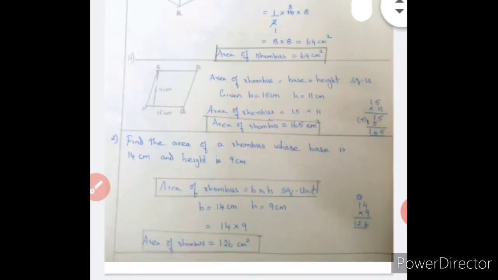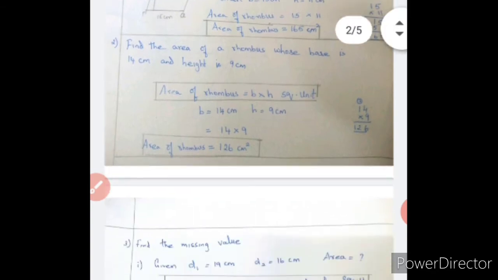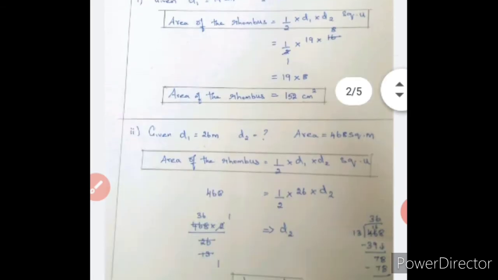Coming to second sum, find the area of rhombus whose base is 14 centimeter and the height is 9 centimeter. Here which formula do we want to use? We have to use area of rhombus equal to base into height square unit. Here the given base is 14 centimeter and h is 9 centimeter. So multiply 14 into 9, the answer is 126 centimeter square. Let's move on to question number 3.